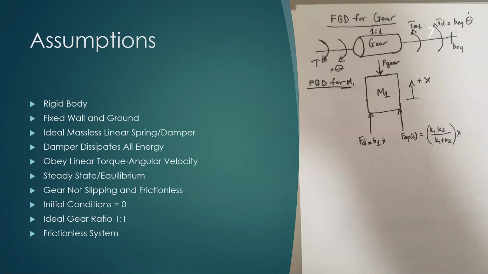For the assumptions, we assume that it is a rigid body, fixed wall and ground, ideal massless, linear spring damper, steady state equilibrium, gear not slipping and frictionless. The whole system would be a frictionless system. The gear will obey linear torque and angular velocity.